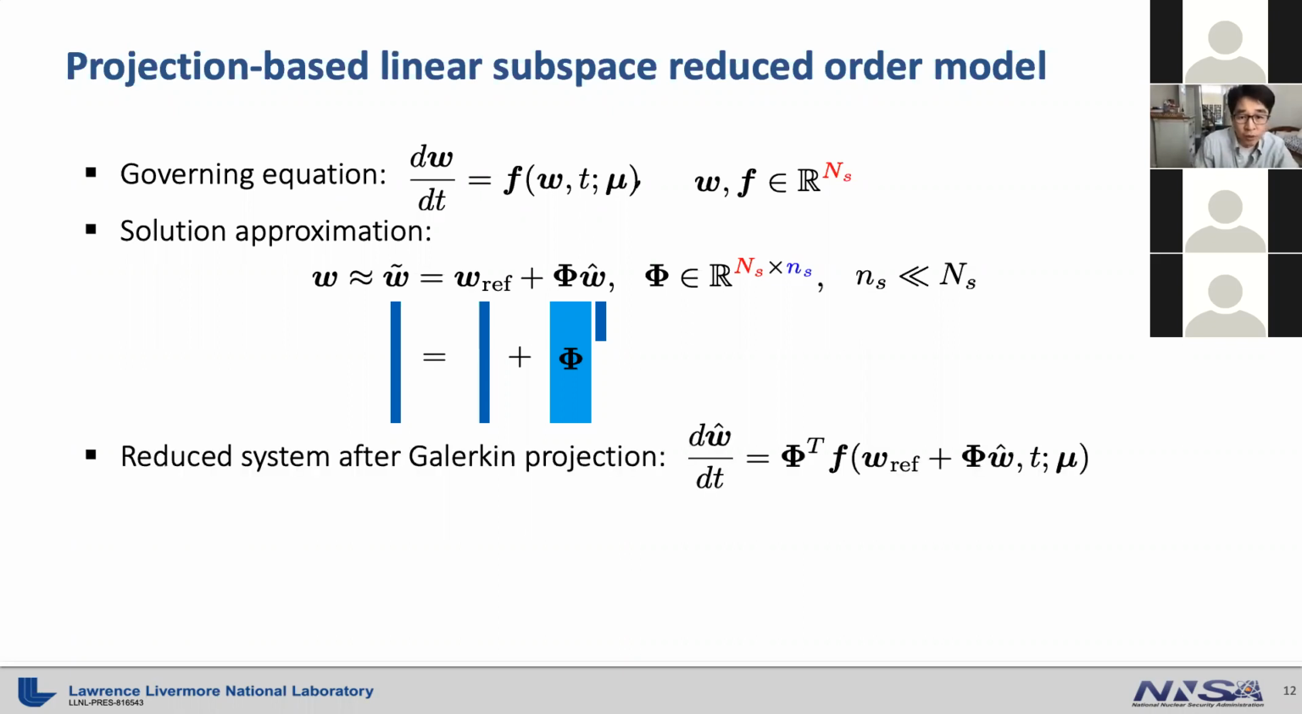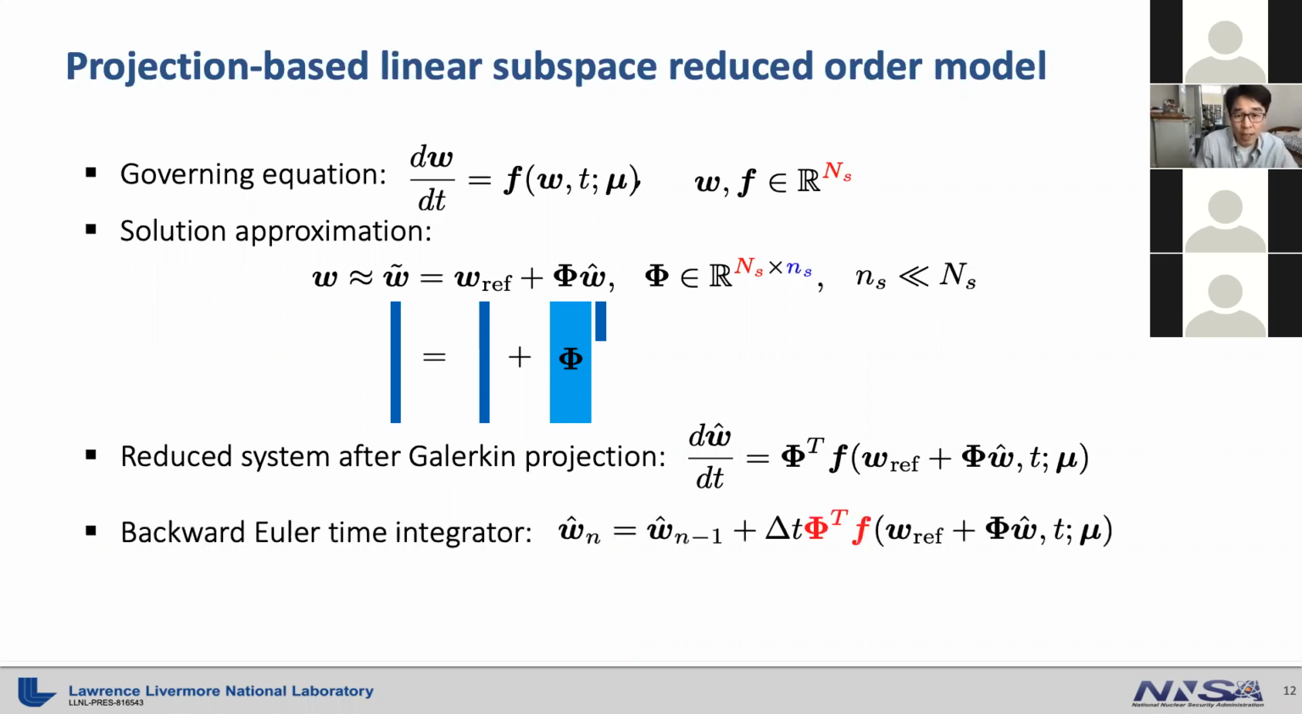So in order to close the system, you apply some kind of projection technique. Here I have applied the Galerkin projection, which gives you a reduced system of ODEs. Then you can apply your favorite time integrator to this reduced system, for example, the backward Euler time integrator, just for demonstration.